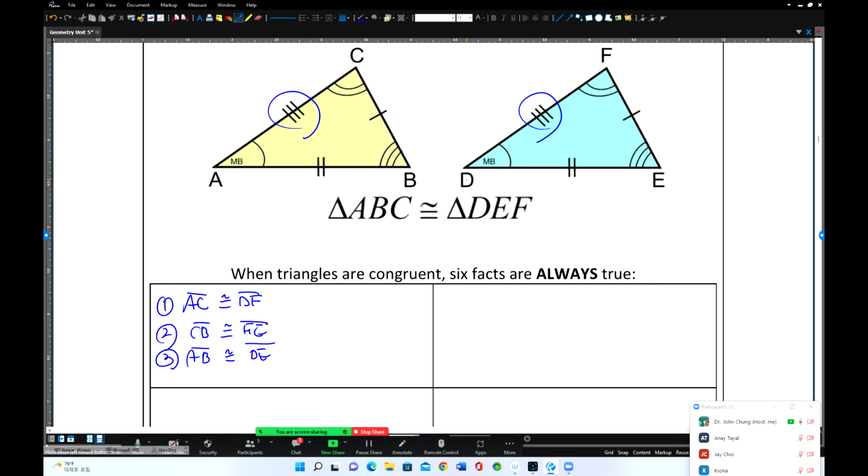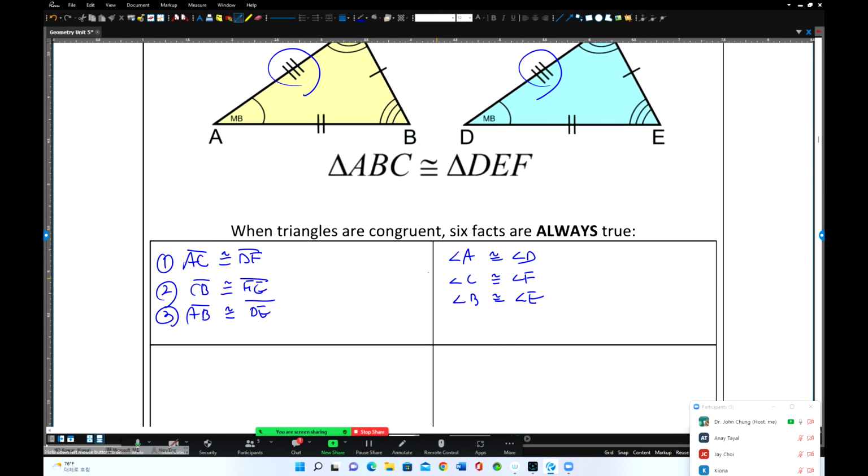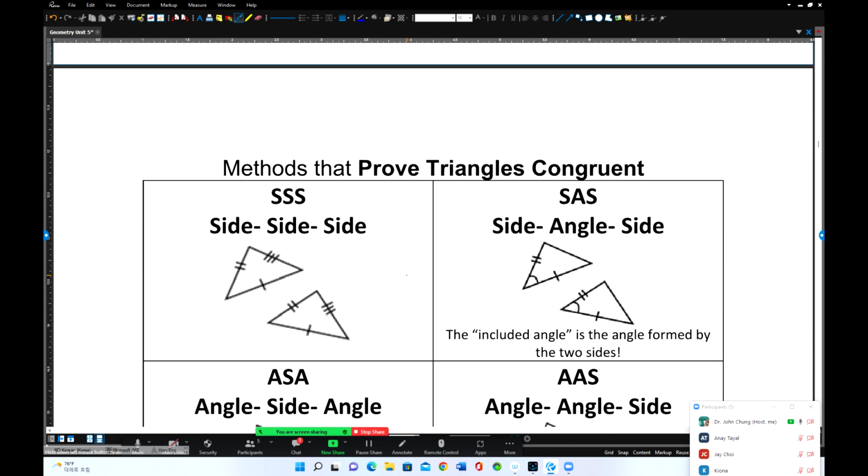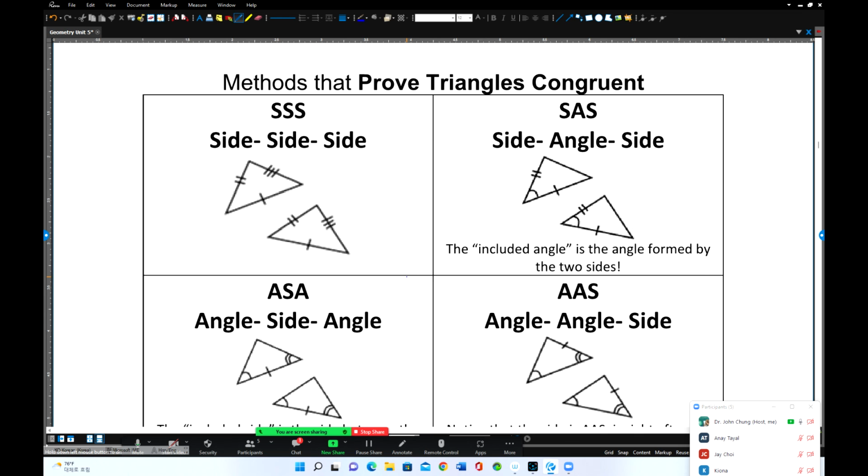Angle A congruent angle D. And angle C congruent to angle F. Angle B congruent to angle E, okay? They are corresponding angles, all congruent. Angles congruent, sides congruent, okay? That's it. Methods to prove triangles congruent.